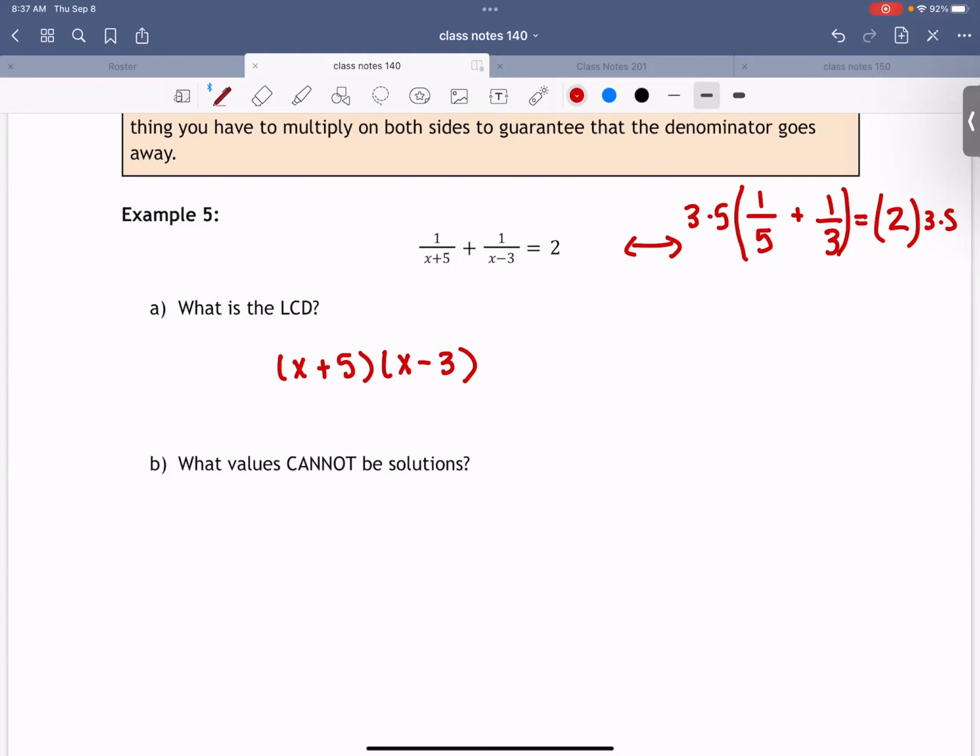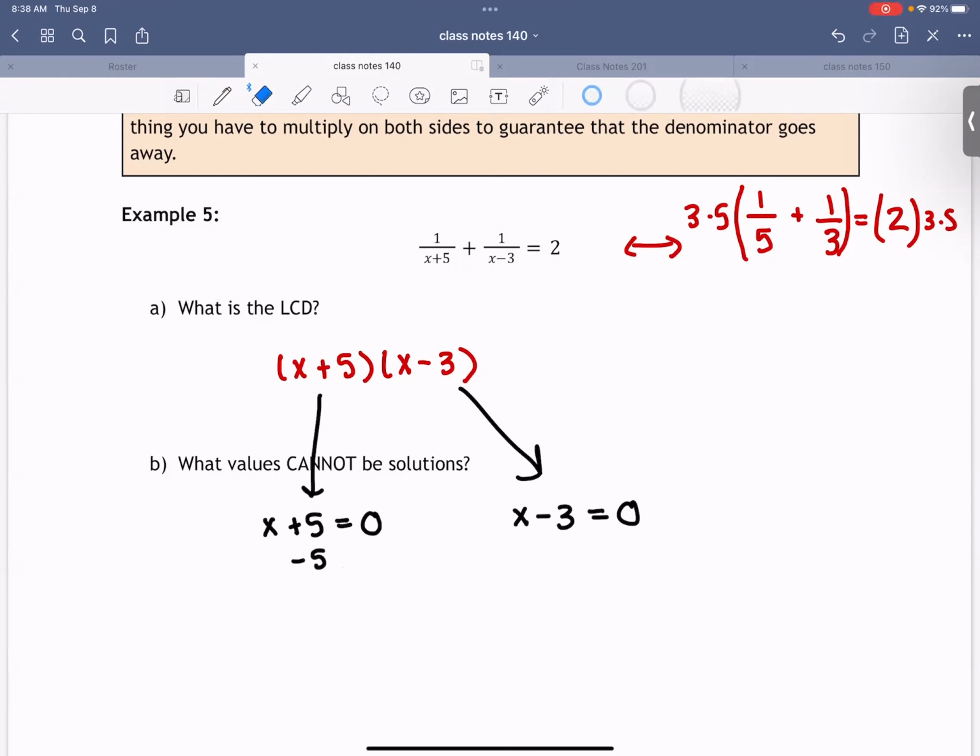The way I got 5 and 3, you can kind of just look at the equation. An easier, more systematic way is to take each component of our LCD, x plus 5, x minus 3, and set them equal to 0. So we're basically taking all the denominators of our equation, setting them equal to 0, and seeing what values of x happen. Okay, solving x plus 5 equals 0.